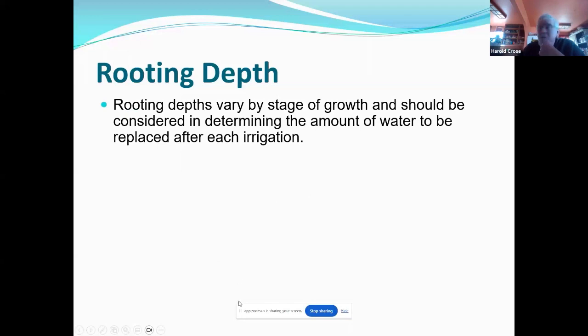We talked a little bit about this earlier. The rooting depths vary by stage of growth and should be considered in determining the amount of water to be replaced after each irrigation. You're going to find, as I present stuff, I like to tell people things 3 times. First time, you kind of get it. Second time, I think I got it. And the third time, you'll get it and know where to go. So if I'm redundant, I'm going over these things a couple times because it's important.